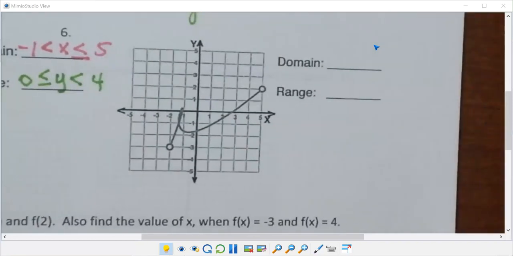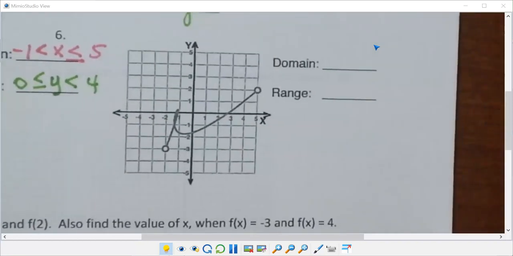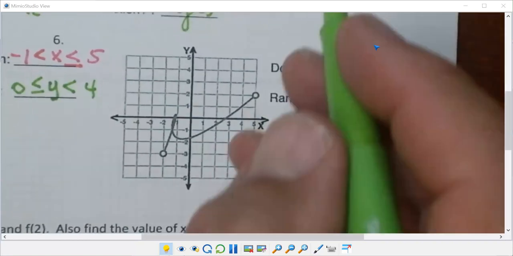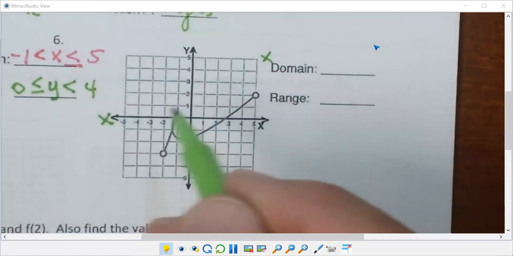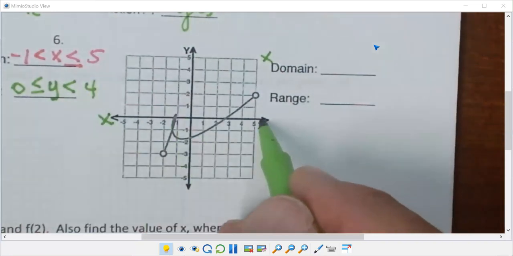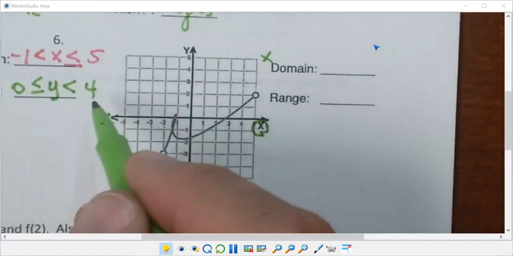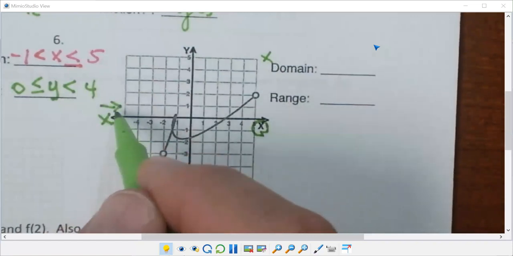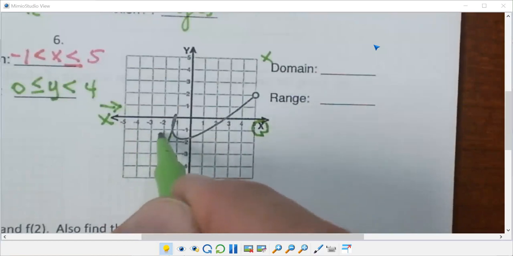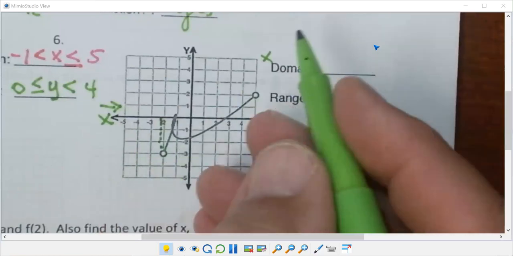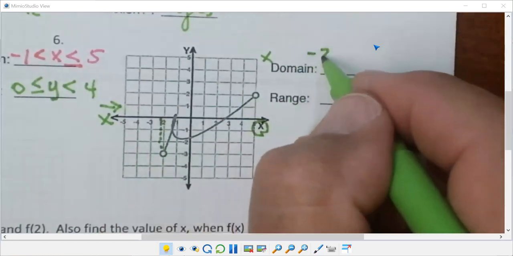All right, so let's look at this one. This one is the same thing. So we're looking for a domain, which is my X value. So I'm going to start right here on the X-axis. And like I said, they usually have an X right there to tell you where it is. So pretend like you're walking. We always go this way. And the first thing I see is this dot. So it's at -2. So my domain starts at -2.